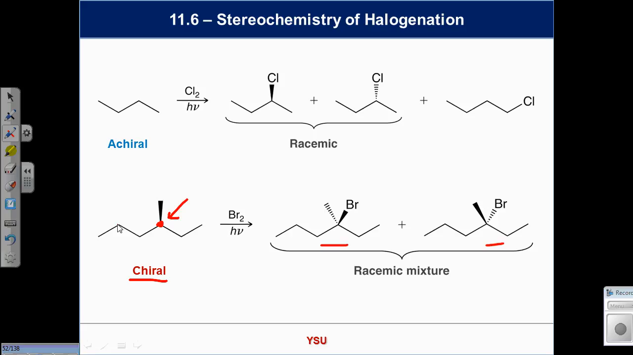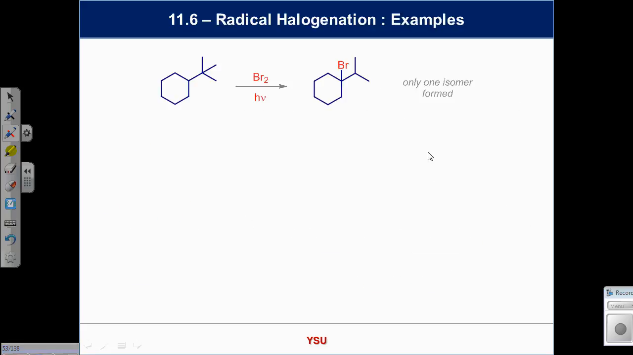If I had a second chiral center over here, what am I looking for now? Will there be enantiomers in the product or no? What would they be? Diastereomers, absolutely. We're getting this stuff now. So we practice problems.